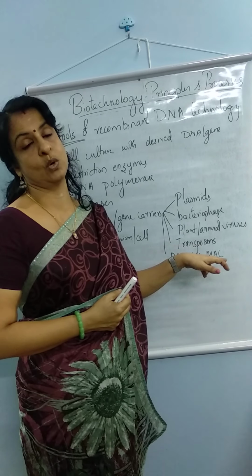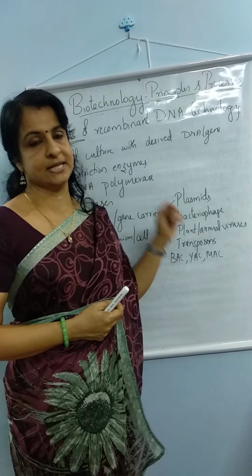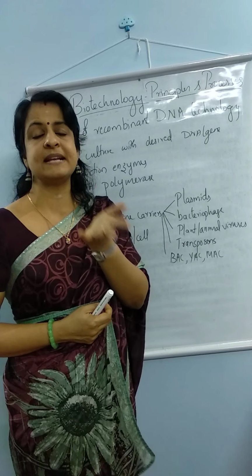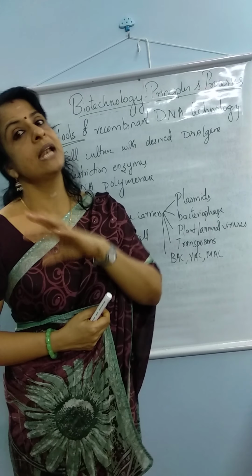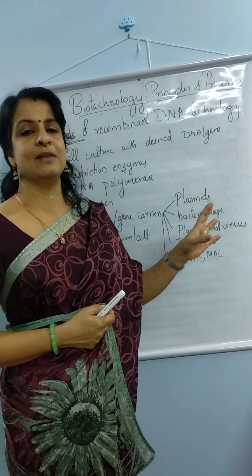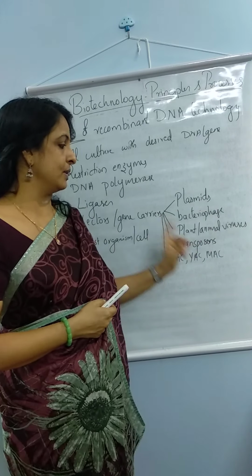Then transposons. What are transposons? They are otherwise called jumping genes. There are some DNA parts like that. They can themselves get detached from some part and can join to some other part of some other DNA. So there are some DNA areas with that ability, and they can also be used as gene carriers or vectors.